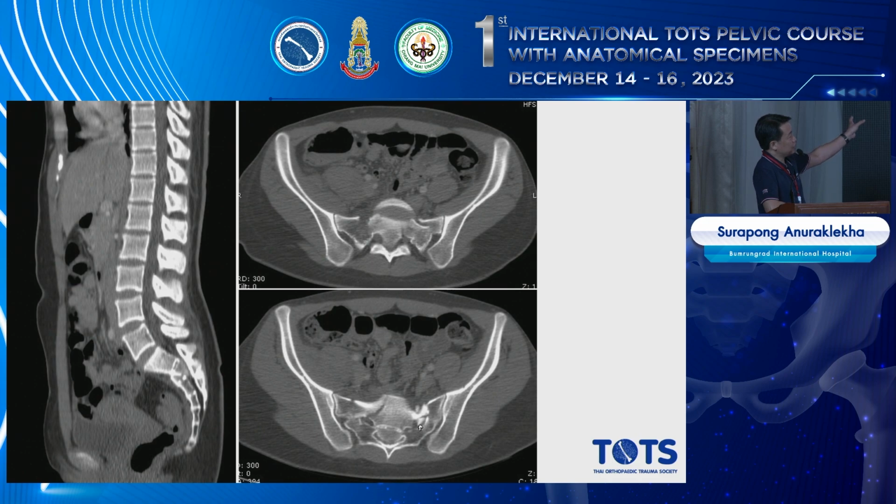And also, when you look at this, you're supposed to look at the nerve as well. Where is the nerve? The L5 nerve root is somewhere here. That's the L5 nerve root, and this is the S1 nerve root that you can usually identify when you look at the cross-section of the CAT scan.